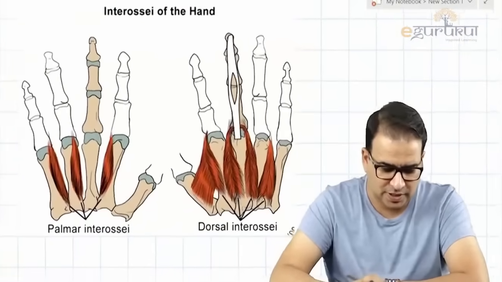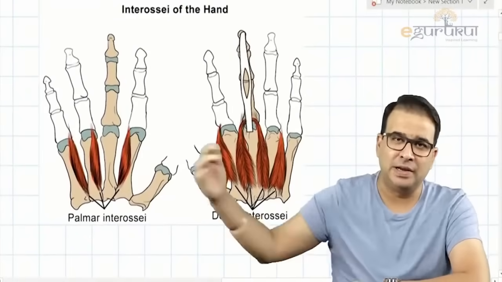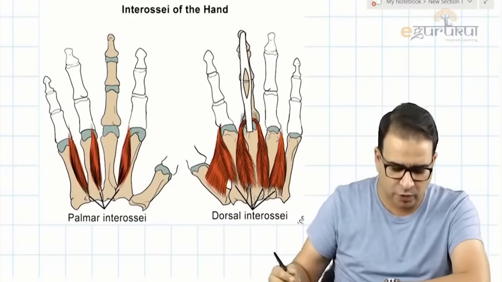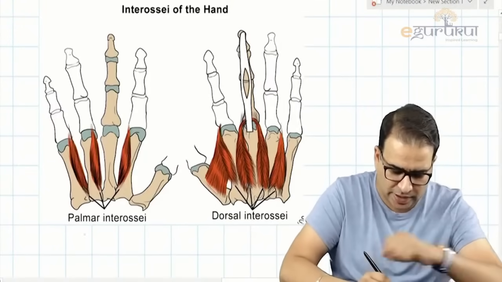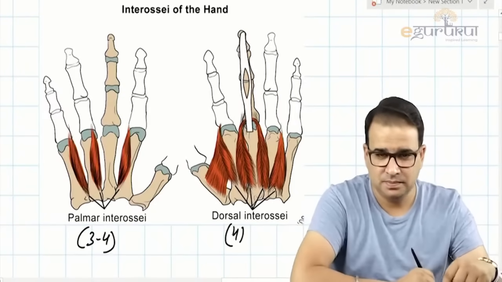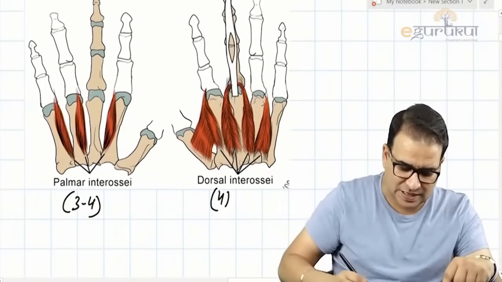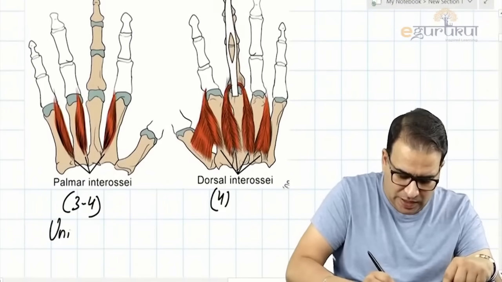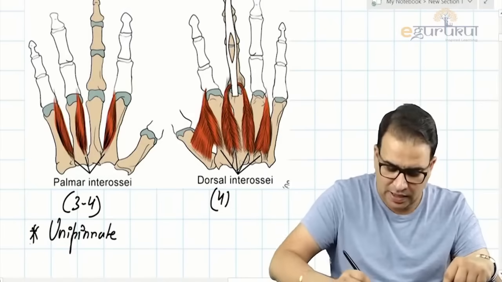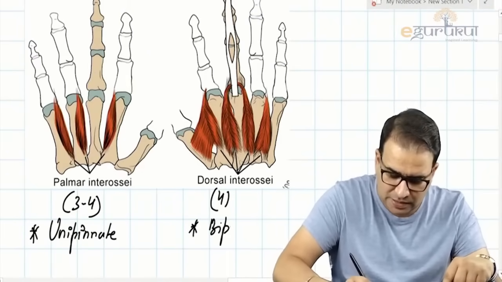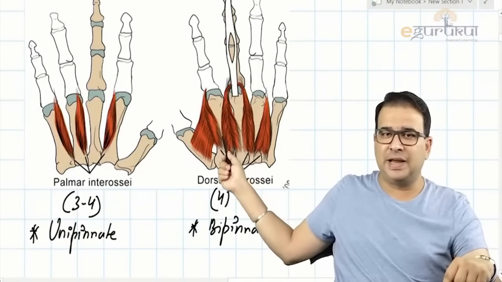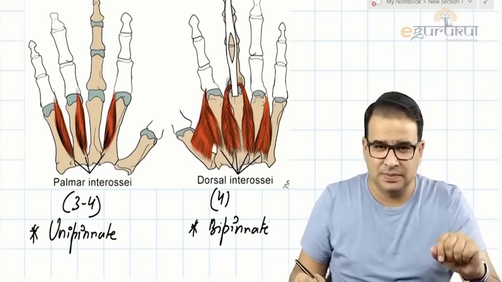So here again I'm using this picture. Now you're looking at a set of palmar interossei and the dorsal interossei. Palmar interossei can be 3 or 4. So there are 3 to 4 palmar interossei that we have, and we have 4 dorsal interossei. A thing to be noted from the diagram itself is that all palmar interossei are unipinnate, whereas dorsal interossei are bipinnate. You can see the dorsal interossei originating from the contiguous sides of the metacarpals. So these are the bipinnate muscles.